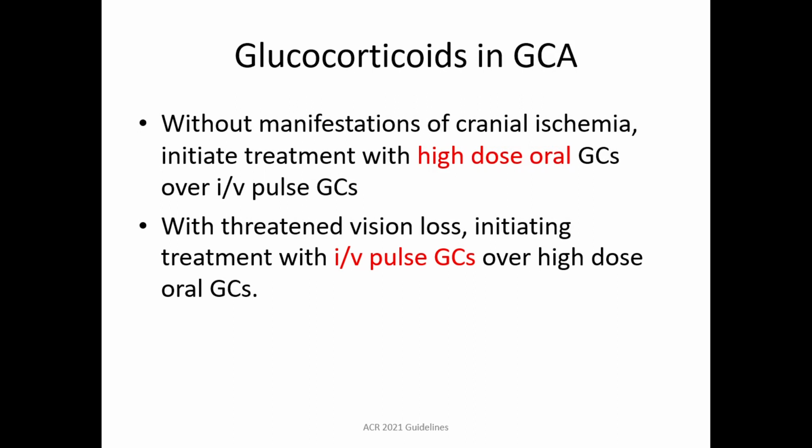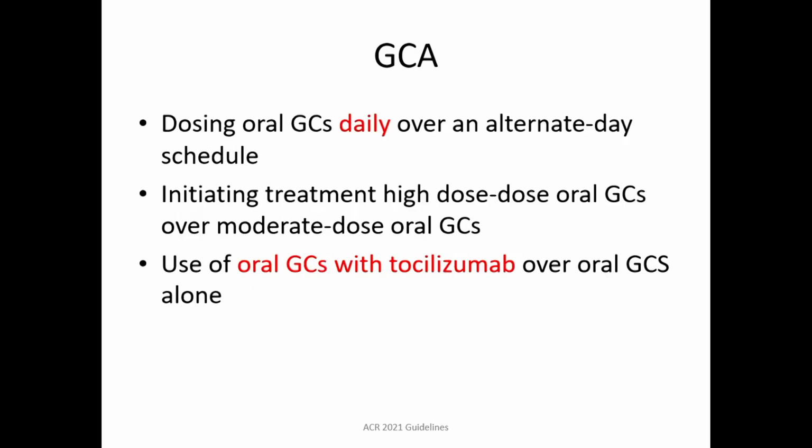When we talk about giant cell arteritis, you are all aware that high-dose oral glucocorticoids are preferred initially in comparison to pulse glucocorticoids. But of course, if the patient has visual loss, then IV pulse glucocorticoids over high-dose oral steroids are preferred. Daily dosing is preferred. These lines have been taken from the ACR guidelines. So I have highlighted a few things, and I'll try to cover most of them, although I have avoided some of the slides due to time limitation.